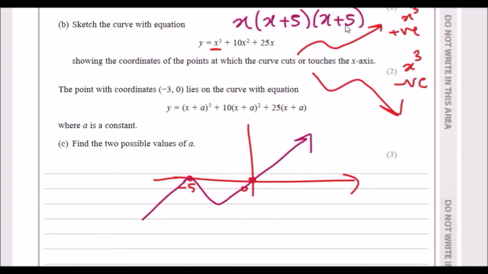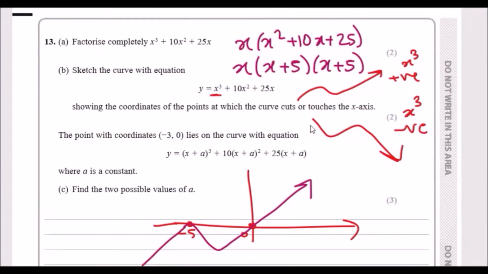If you had three distinct points, it would go through one, go through another one, and then go across the final point. Simple as that. Now, here's the main part of the question. The point with coordinates -3, 0, so when x is -3, y is 0, lies on the curve with the following equation. Just take a moment and realize that this equation is the same as the previous equation, except now x has transformed into x plus a.